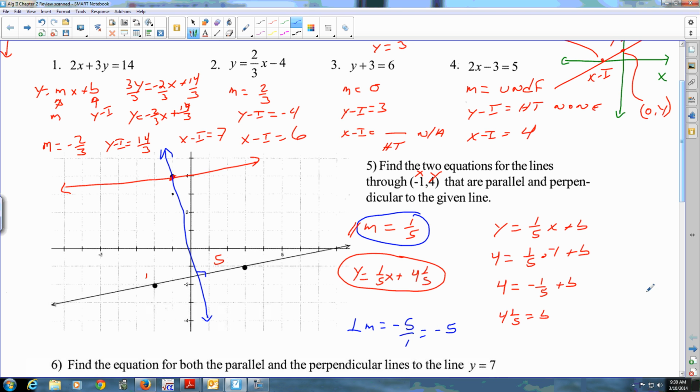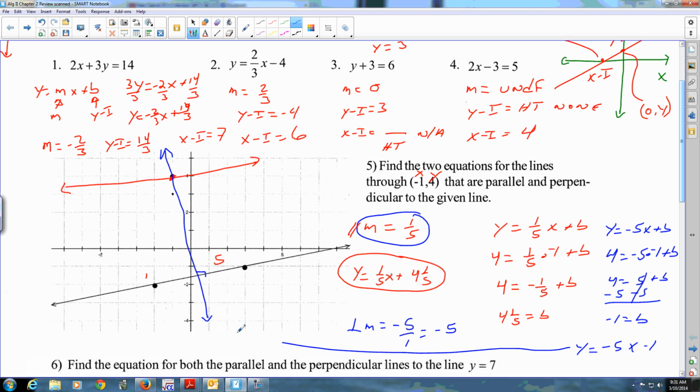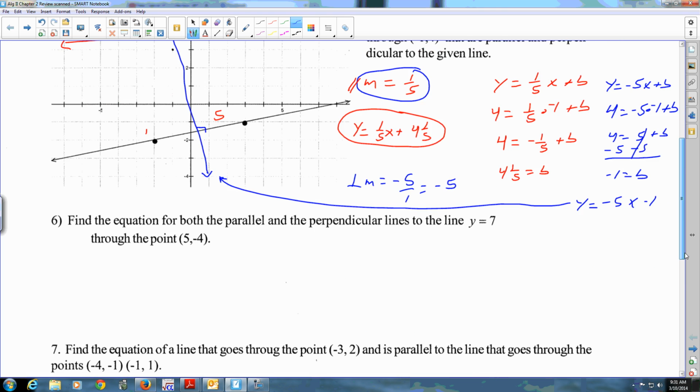And then you just repeat this process. So you have y is equal to negative 5x plus b. You fill in exactly the same point. 4 is equal to negative 5 times negative 1 plus b. That's 5. I guess I'll just write it. Okay, so that cancels out. Negative 1 is b. So your final answer is y is equal to negative 5x minus 1. That's the equation for this blue line. Okay?